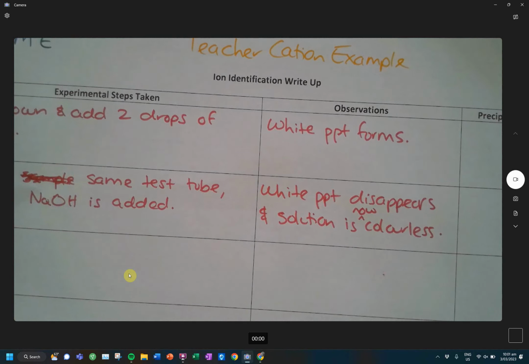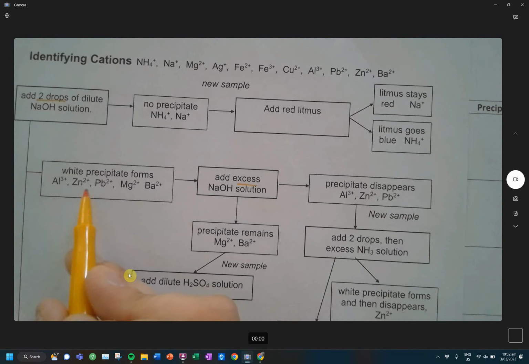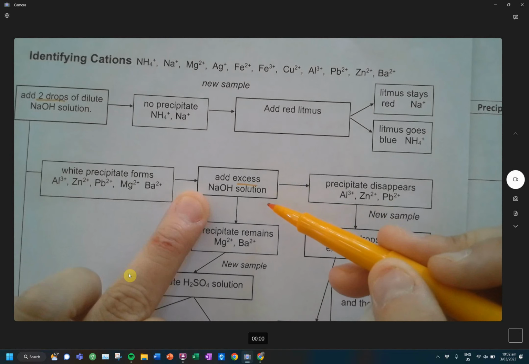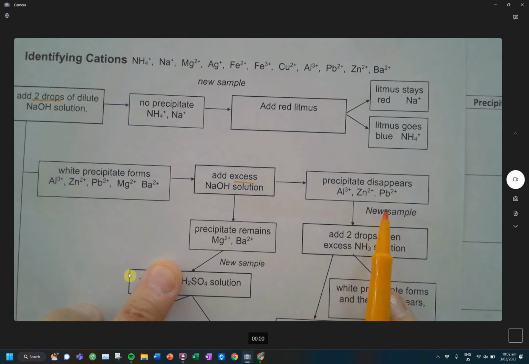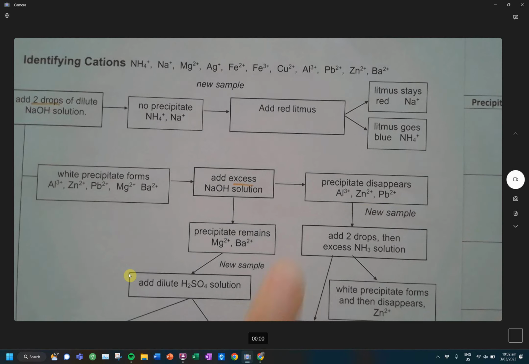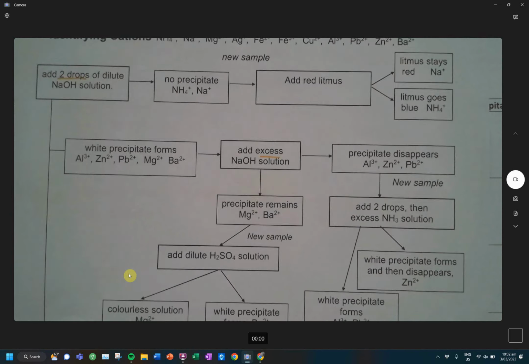Are you okay with that so far? Questions, concerns, comments? Good? All right. So based off of that flow chart, we have done that 2 drops. We've had a white precipitate. From that white precipitate, I have added my excess sodium hydroxide, and since my precipitate has disappeared, I've now narrowed it down to 3 potential ions: aluminium, zinc, and lead. Cool? What did I want to say about that? I can't remember now. Hopefully it'll come to me. If not, maybe not.